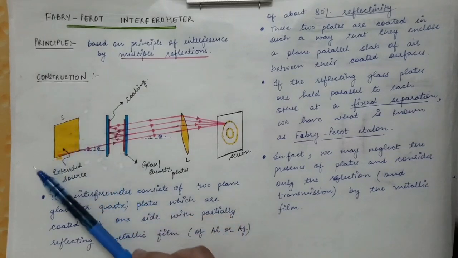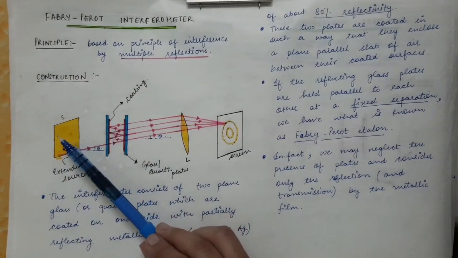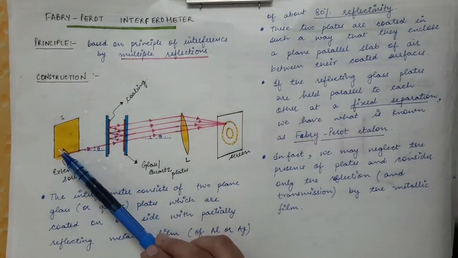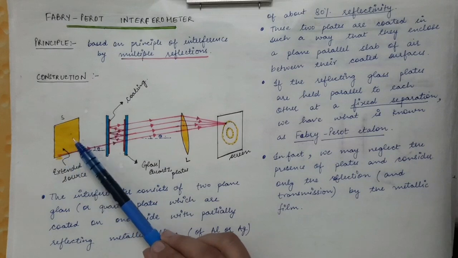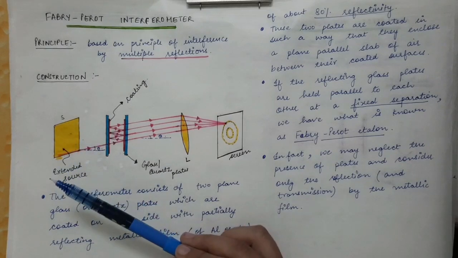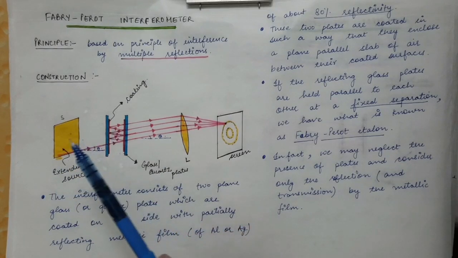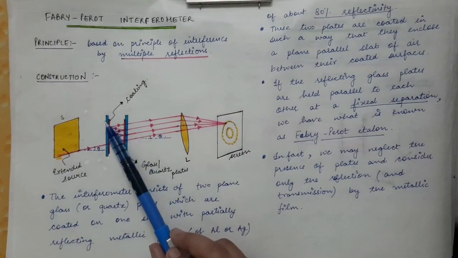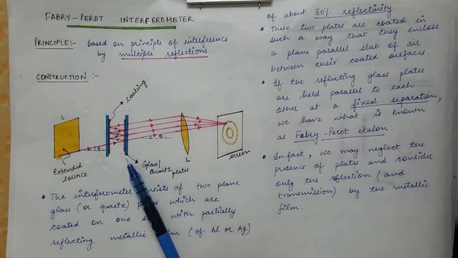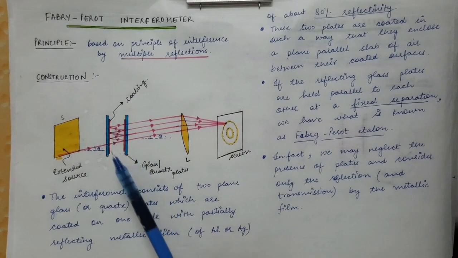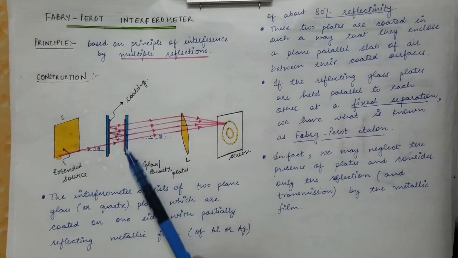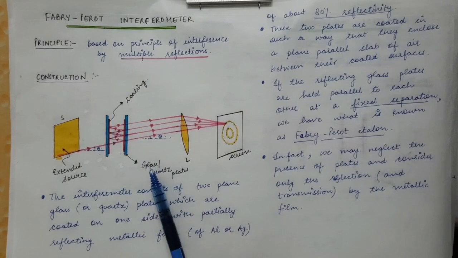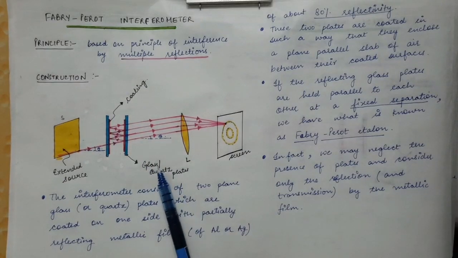First of all, we will have an extended source. An extended source is used because, as we have seen in the case of division of amplitude or thin films, an extended source is preferred over a point source. Here also we will use an extended source, and there are two glass plates which are shown in blue color.